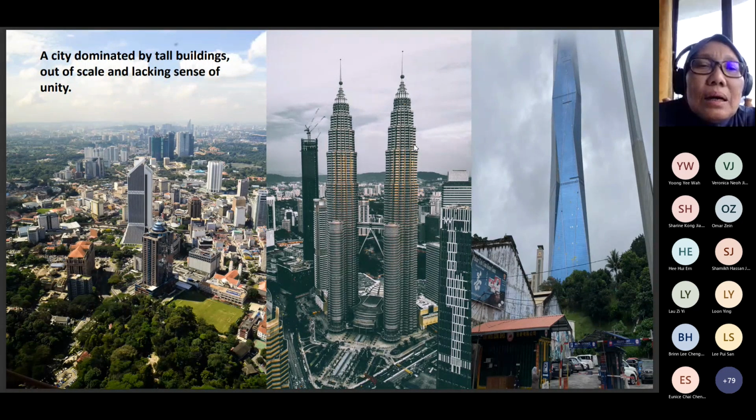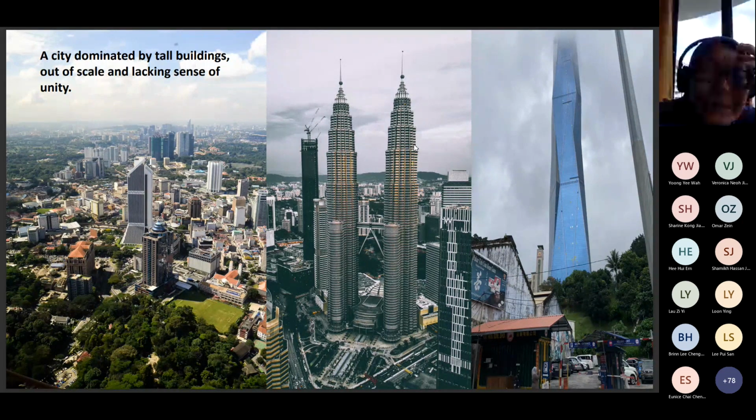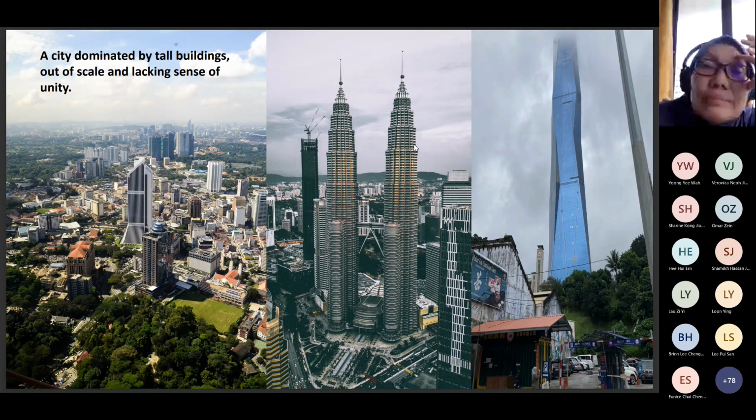So now we can see our city dominated by tall buildings, out of scale and lacking a sense of unity. Like I said just now, I'm not saying that we cannot build high-rise. We can build high-rise, but we have to coordinate. And we have to know what the function of the tall buildings inside the city is. How would it contribute to the townscape?